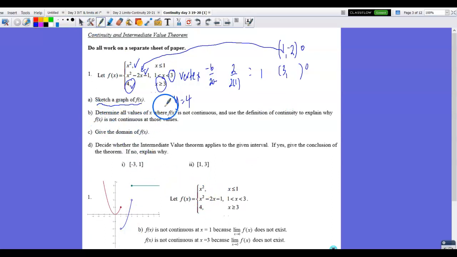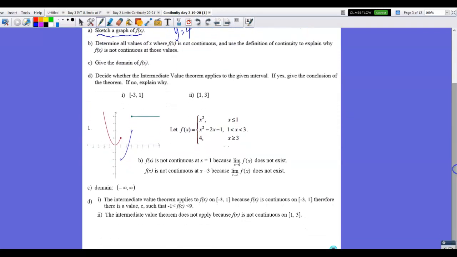Letter B: determine all values of x where the piecewise function f of x is not continuous, and use the definition of continuity to explain why f of x is not continuous at those values. We clearly see that there is a discontinuity at x equal to 1. I'm going to say f of x is not continuous at x equal to 1, and I'm going to state very carefully and mathematically my reasoning: the limit as x approaches 1 of f of x does not exist.